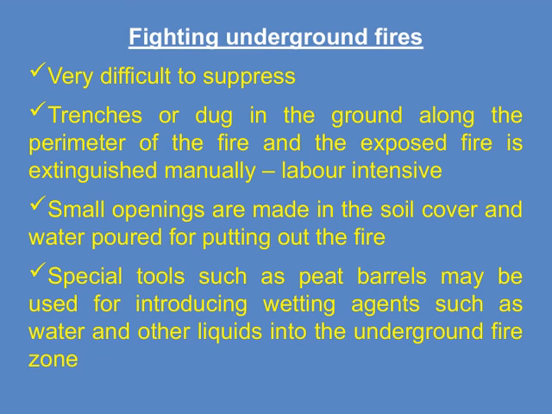These openings allow us to pour water directly into the underground fire zone, helping to cool and smother the flames from below. It's a targeted method that can be quite effective, especially when combined with other techniques. Additionally, we sometimes use special tools like peat barrels. These barrels can introduce wetting agents, like water or other liquids, into the underground fire area. These agents help to dampen the fire more effectively by penetrating the soil and reducing the fire's ability to reignite.